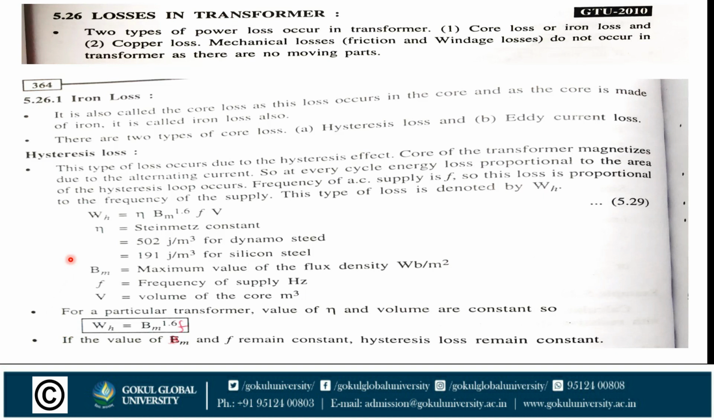Now for a particular transformer, the value of eta and volume are constant, so hysteresis loss is directly proportional to the flux density and frequency. If the values of Bm and F remain constant, hysteresis loss remains constant. So we can say that hysteresis loss is directly proportional to the maximum flux density and frequency. If these two are constant, then hysteresis loss remains constant.